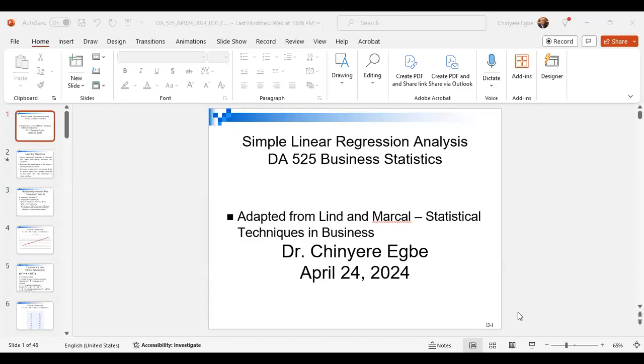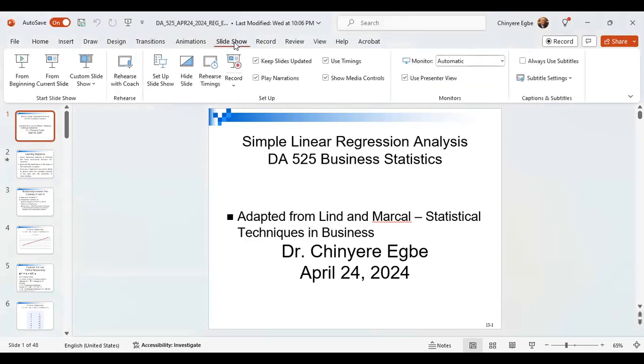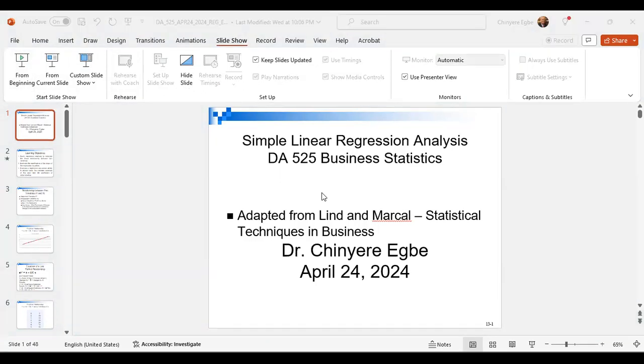All right, so this is simple linear regression that we talked about on April 24. I was at a distance, and we discussed this in class. So let's go through it very quickly. This was what we had for simple linear regression.